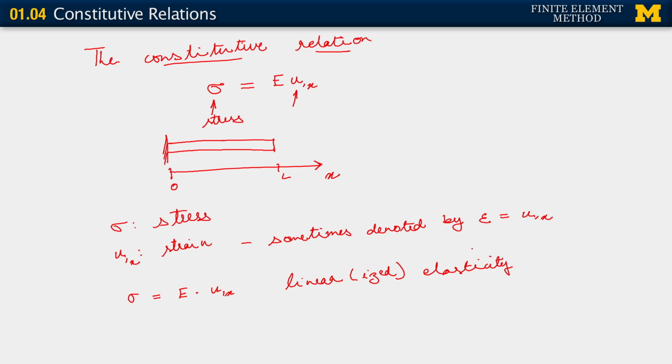Right, and it's obvious why we say it's linear or linearized, because that's a linear relation between the stress and strain. In this setting, E is a physical constant that often gets called the Young's modulus, or you may simply call it the modulus in a one-dimensional setting. In a one-dimensional setting, there is only one modulus. Might as well call it the Young's modulus.